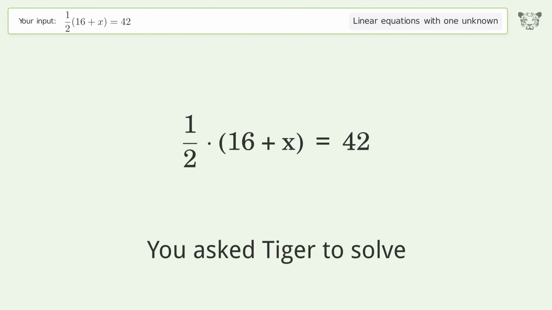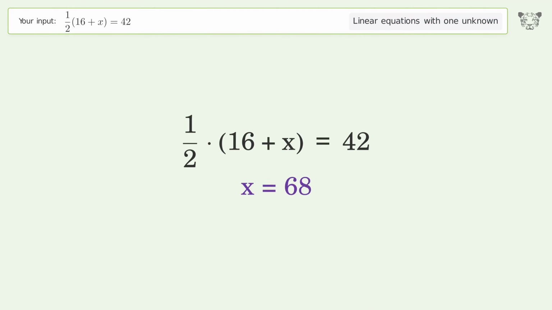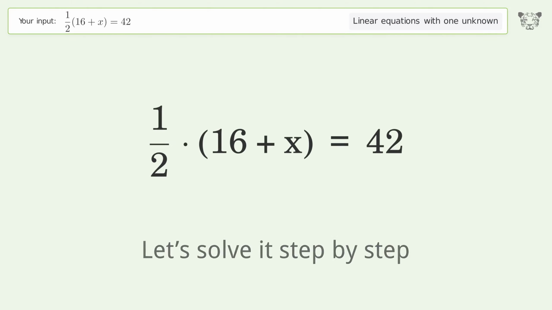You ask Tiger to solve. This deals with linear equations with one unknown. The final result is x equals 68. Let's solve it step by step.